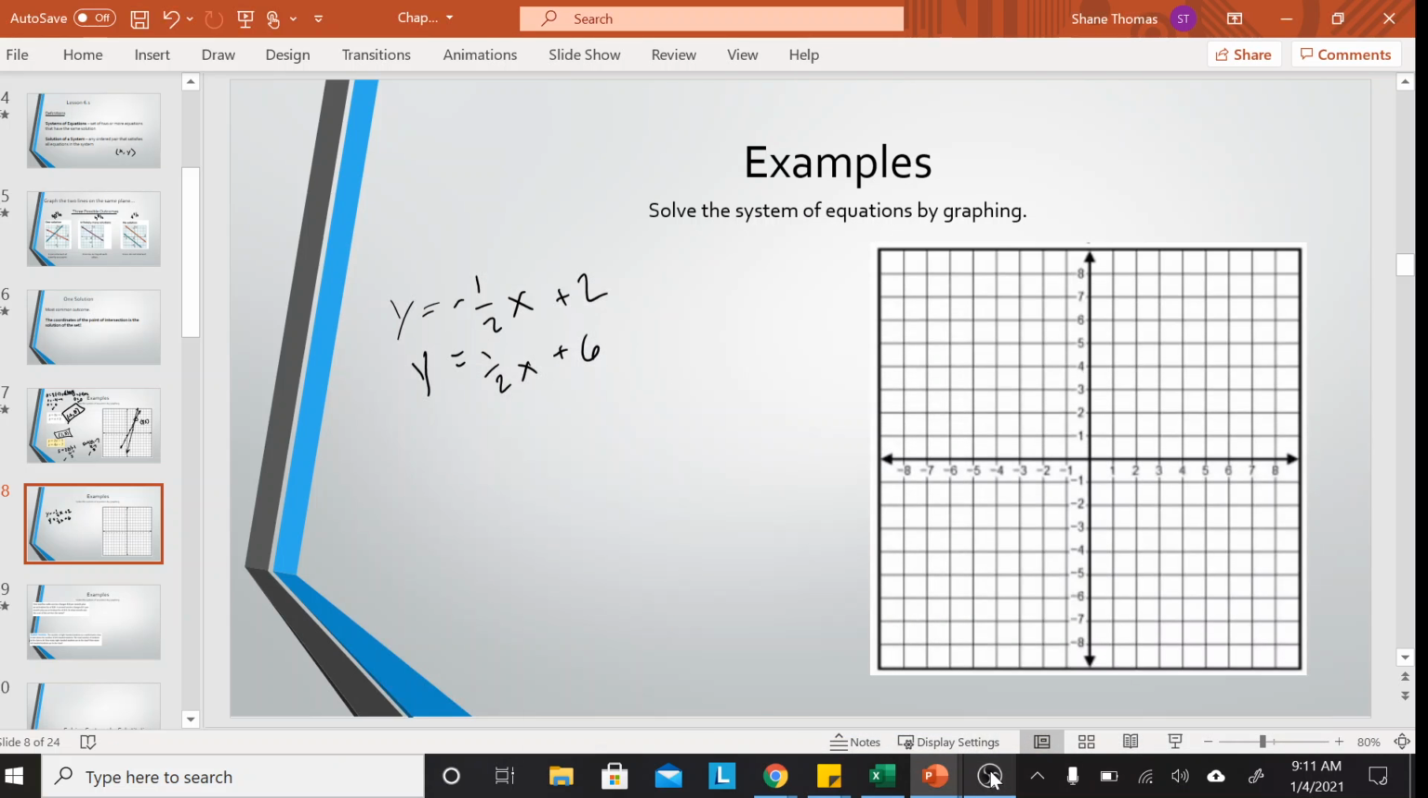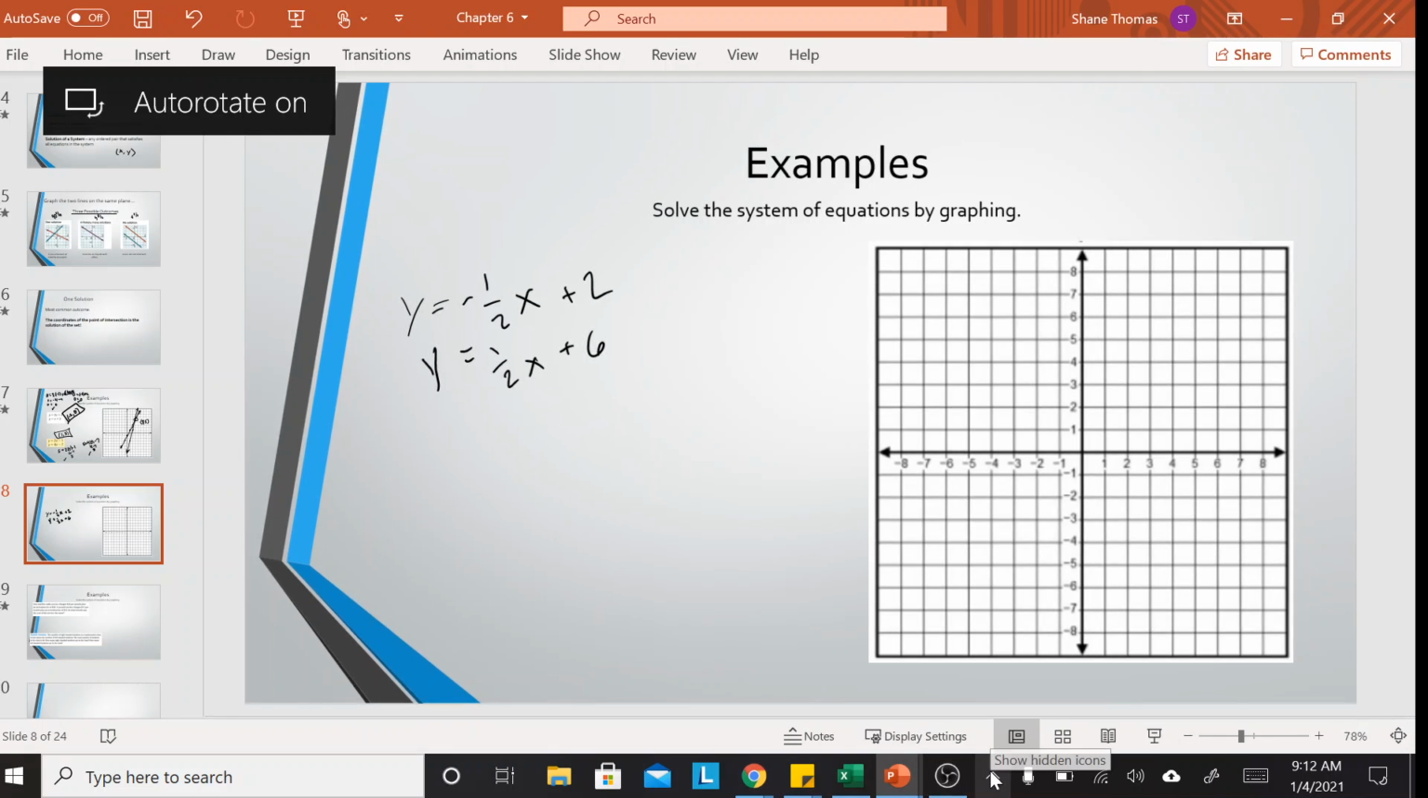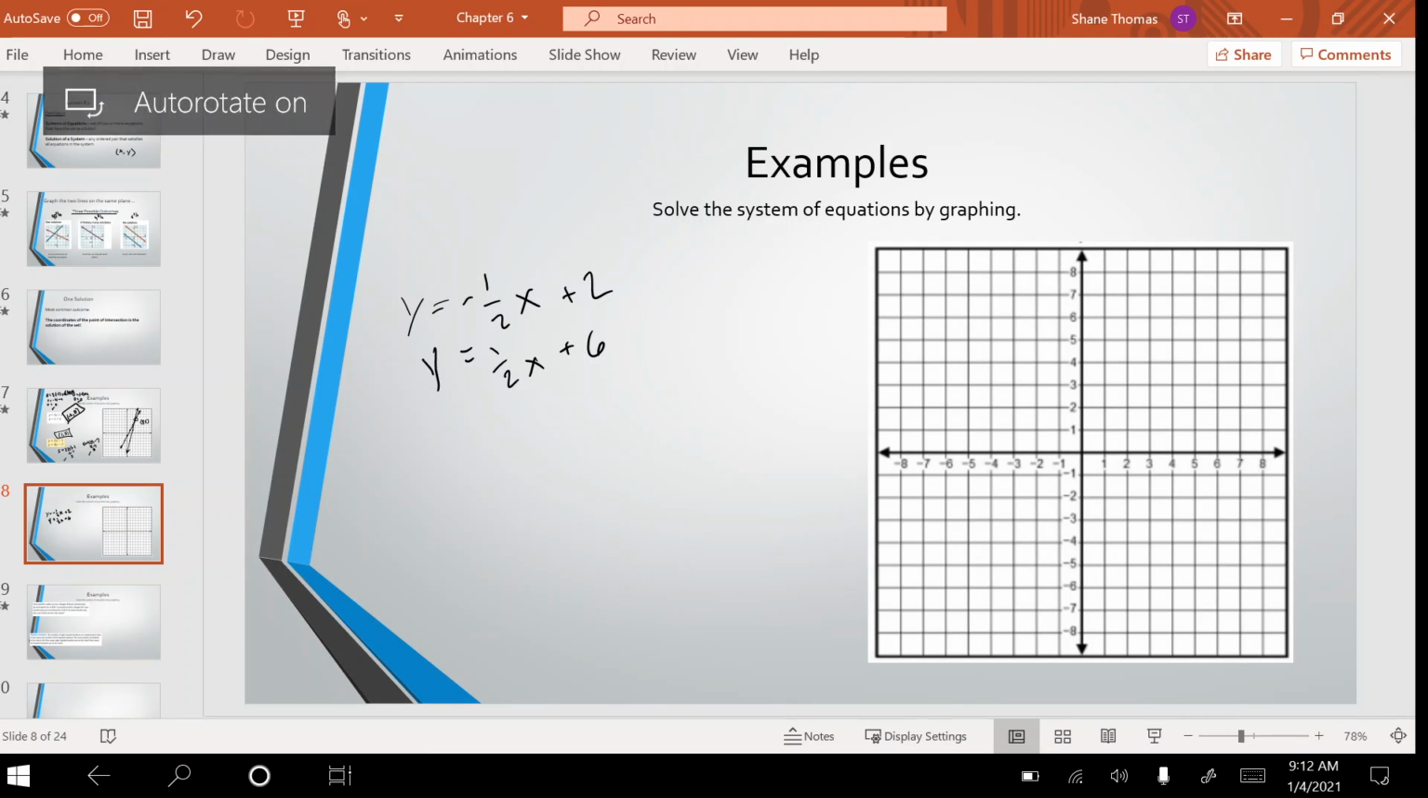All right, so looking at this one, y equals negative 1/2 x plus 2, and y equals 1/2 x plus 6. First guy, start graphing him. We're at positive 2. We are down 1 over 2, down 1 over 2. Now I'm pretty sure I have to go left with this one, don't I? So let's go left 2, up 1, left 2, up 1, left 2, up 1, left 2, up 1. There's the first line. Okay, that looks like that.